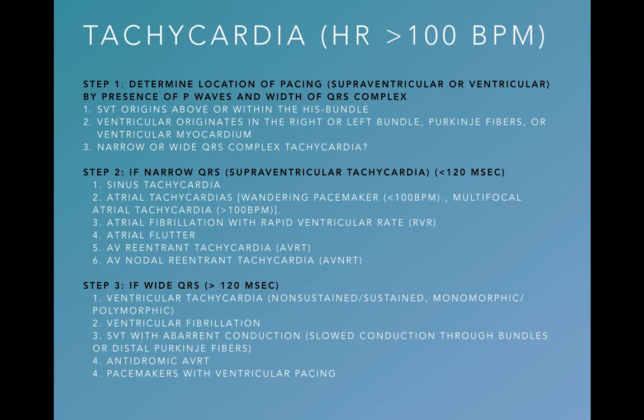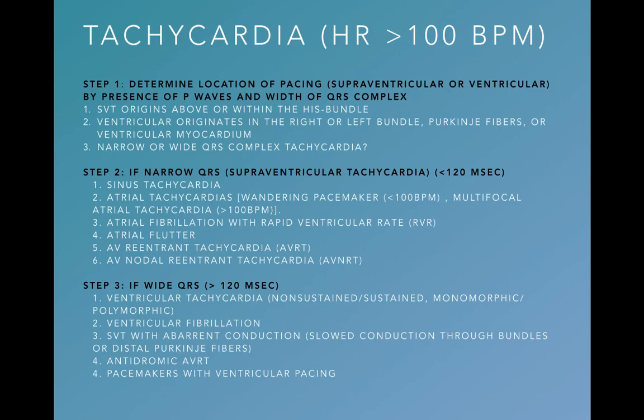It could just be a normal sinus tachycardia. There are atrial tachycardias, meaning that it's not from the SA node, but it's coming from somewhere in the atria. It could be AFib with RVR. So rapid ventricular rate just means that the person has AFib and is tachycardic. So if someone has AFib without RVR, then the rate's somewhere between 60 and 100. Atrial flutter, and then AVRT and AVNRT, which I'm not really going to talk about, but AVRT is one example of that would be Wolff-Parkinson-White.